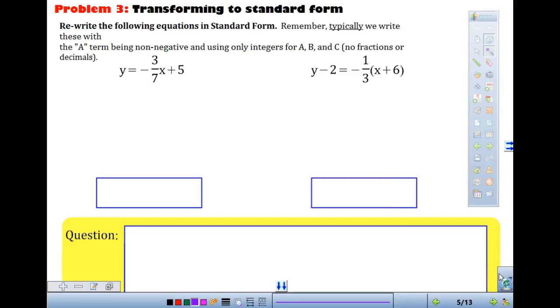Alright. First thing you're asked to do: look at each equation and rewrite them in standard form. Standard form typically means the a term is non-negative and we can only have integers. So if we are starting this one out, what's my first step? I need to get the 5 by itself. Gavin, what would you do first? I could multiply everything by 7. I could do that too. But let's just get the 5 by itself first. Soren, do what? Add?